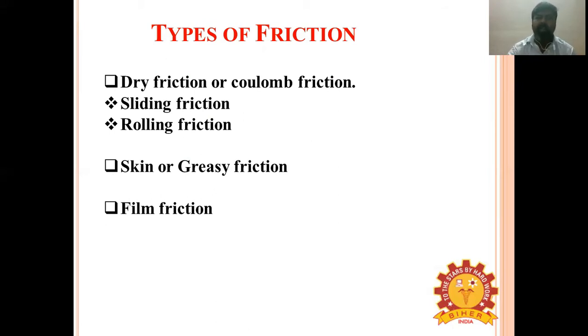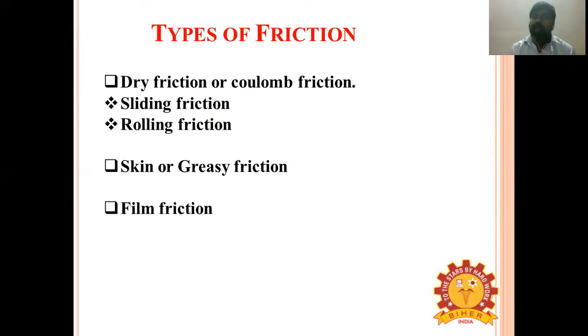Then come to the last one, film friction. Film friction is otherwise called fluid friction or viscous friction. When the two surfaces are completely separated by a lubricant, the friction occurs due to the resistance to motion between the lubricant and the surfaces in contact with it. This is known as film friction or viscous friction. This friction is greatly reduced and is the most perfect, called perfect friction or fluid friction.